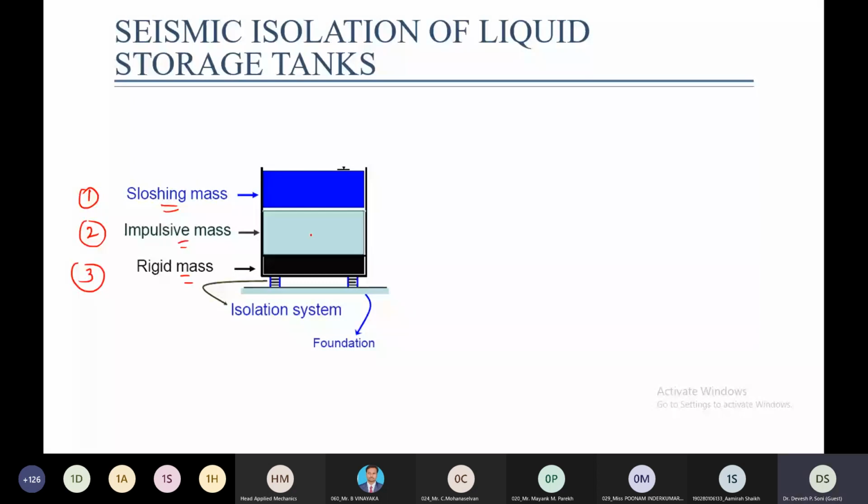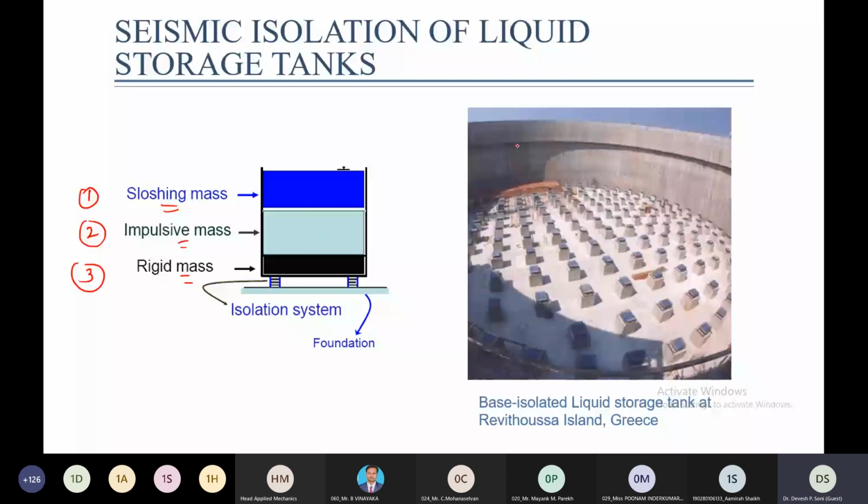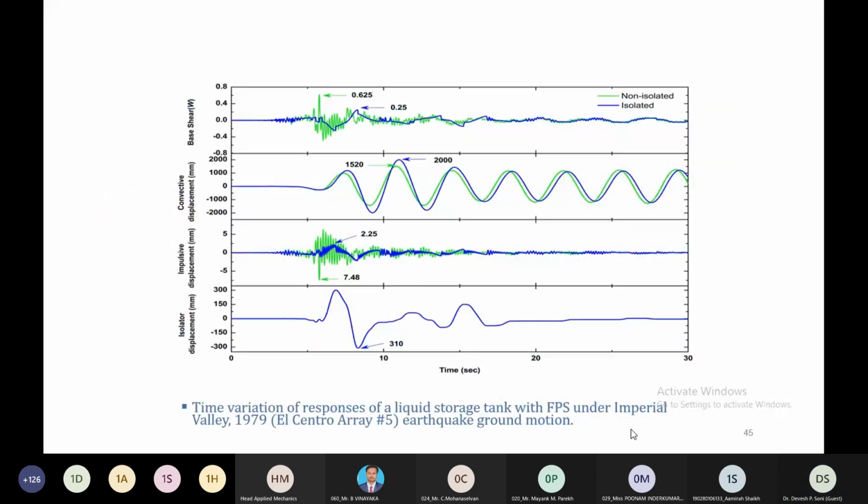See, this figure shows the actual implementation of base isolation technology for a liquid storage tank. We can see a small number of isolators are used. There is a circular tank which was under construction at some time in Greece. Further, to show the effectiveness of base isolation for liquid storage tanks, the time variation of seismic response of a liquid storage tank with FPS under the Imperial Valley earthquake ground motion is shown.